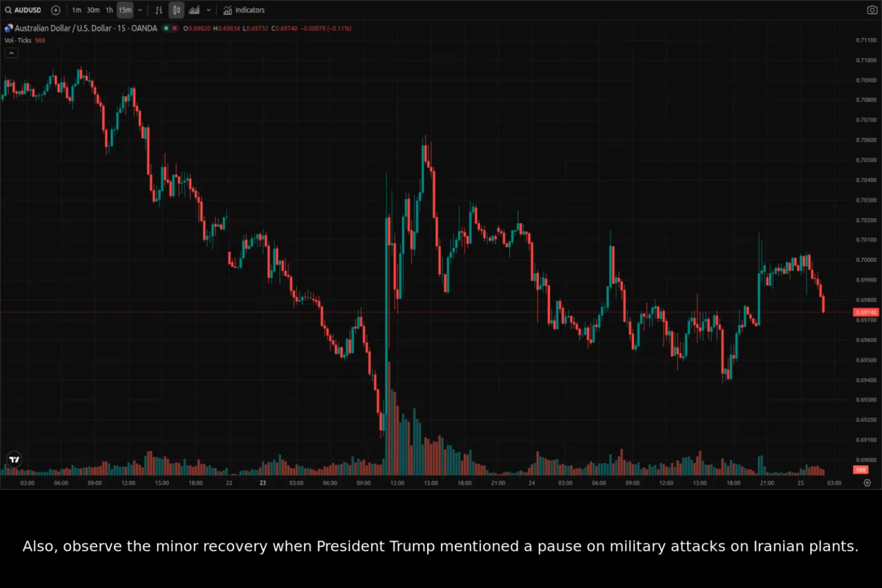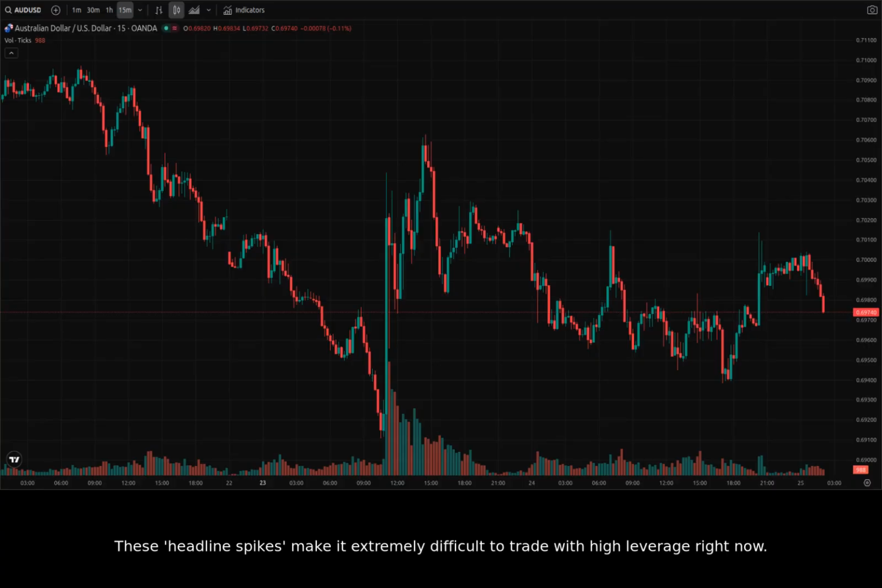Also, observe the minor recovery when President Trump mentioned a pause on military attacks on Iranian plants. These headline spikes make it extremely difficult to trade with high leverage right now. The price literally whipped from 0.6980 back to 0.7000 in a matter of minutes multiple times.